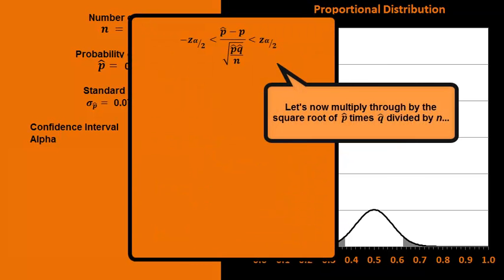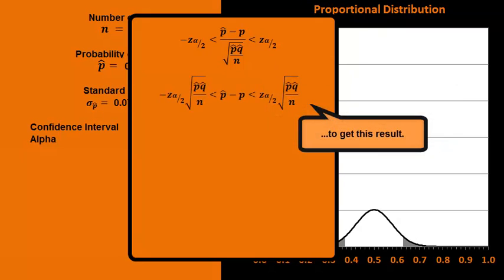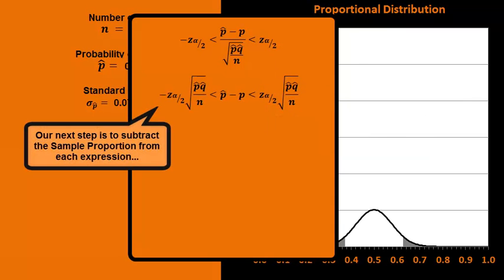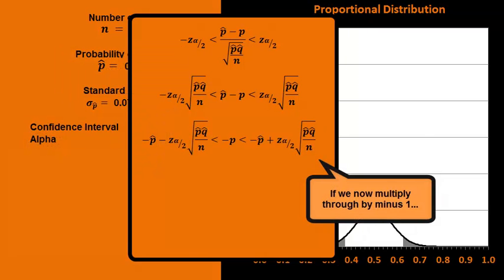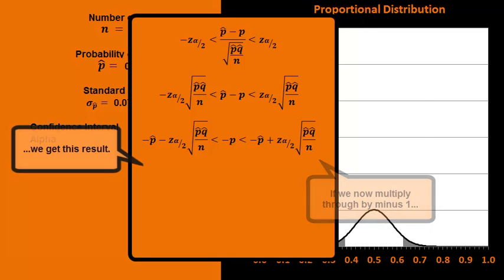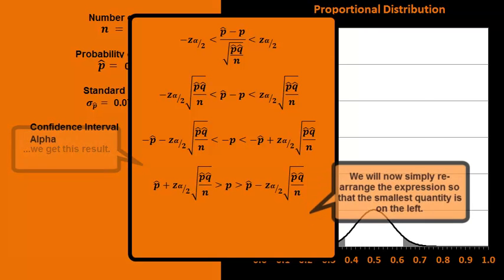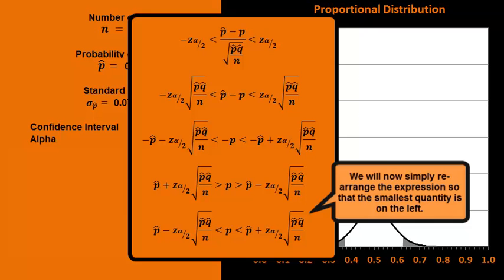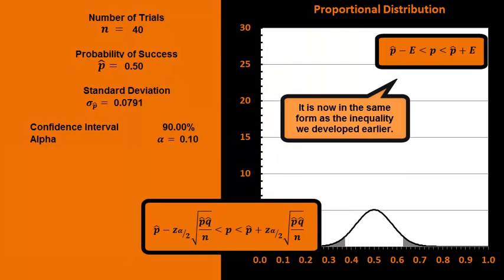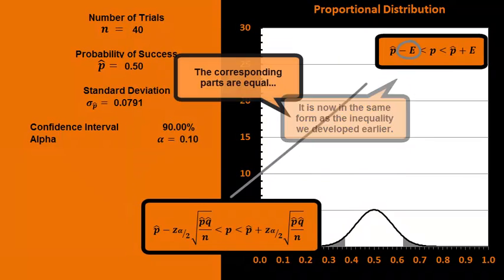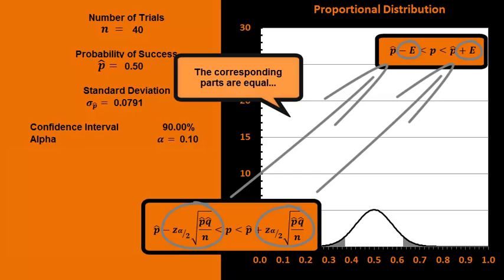Let's now multiply through by the square root of p times q divided by n to get this result. Our next step is to subtract the sample proportion from each expression to get this result. If we now multiply through by -1, we get this result. We will now simply rearrange the expression so that the smallest quantity is on the left. It is now in the same form as the inequality we developed earlier. The corresponding parts are equal.